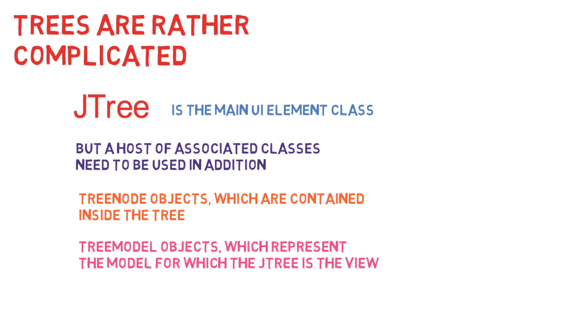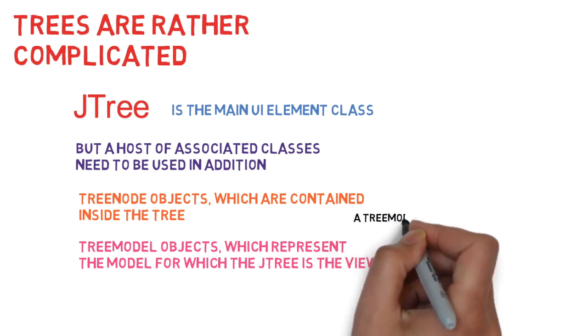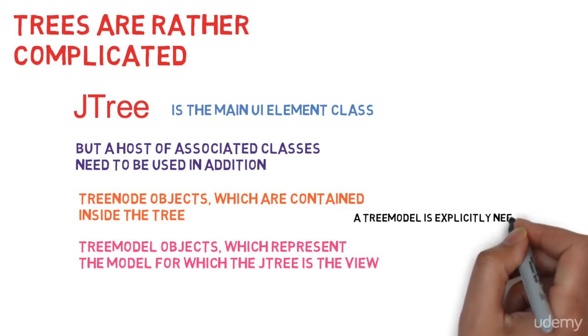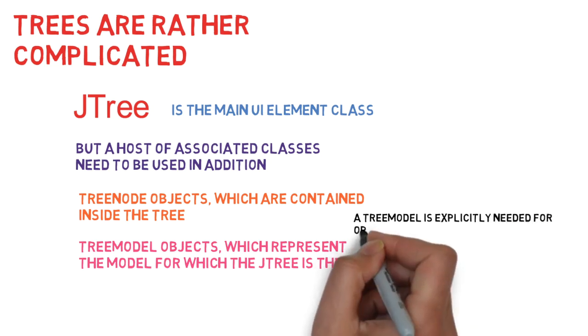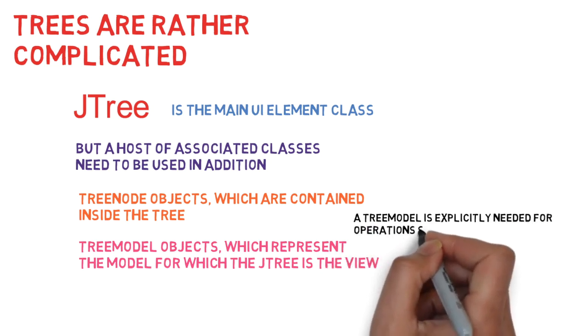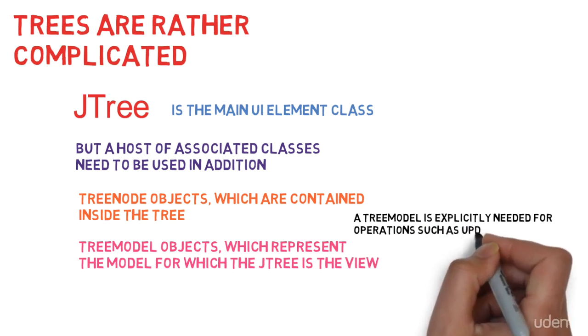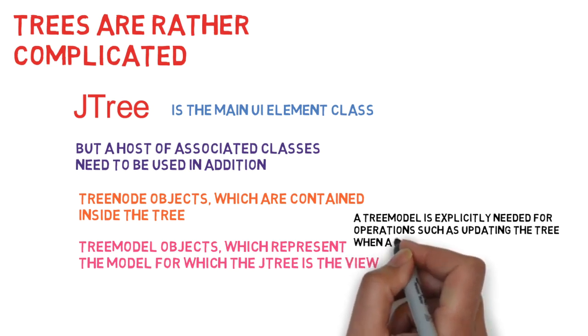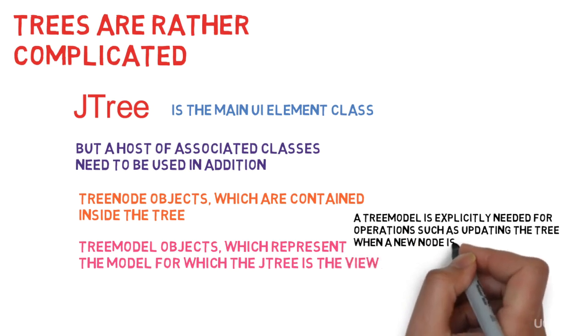As the underlying data changes, the tree needs to be updated in some way. Maybe a new node has been added, maybe a node has been removed, maybe a node has been renamed. A tree model is explicitly needed for such operations which require updating the tree. A new node has been added is just one such example.